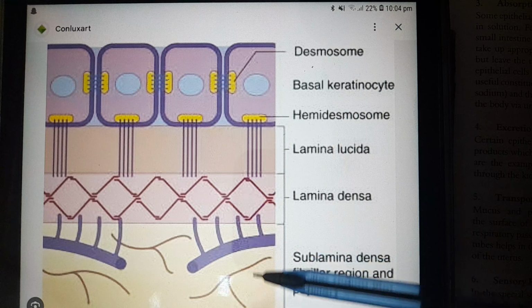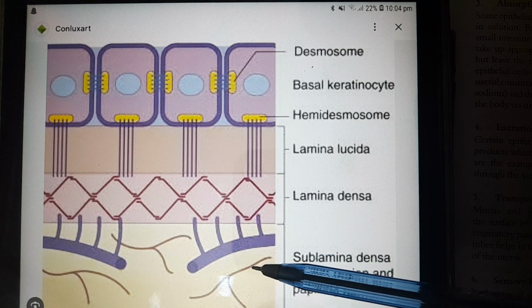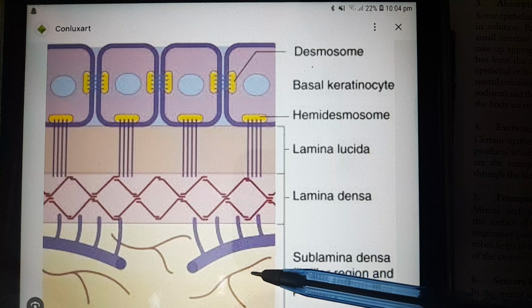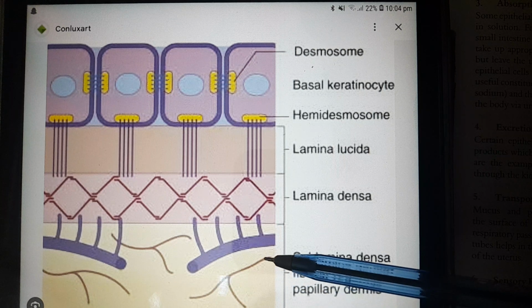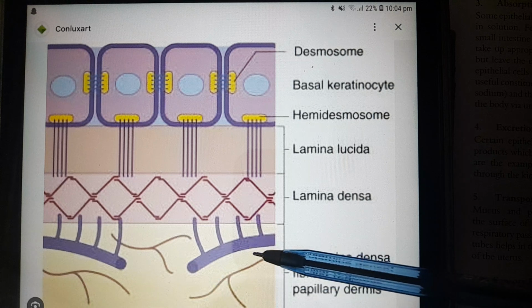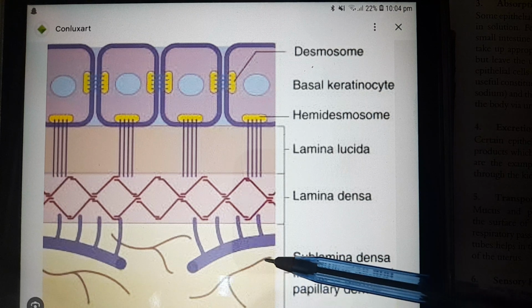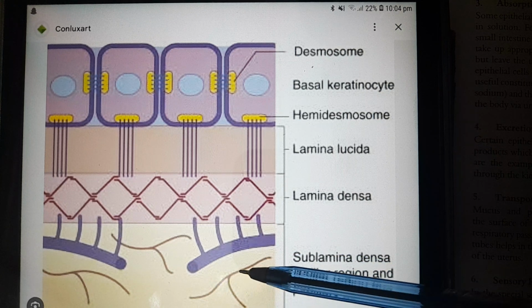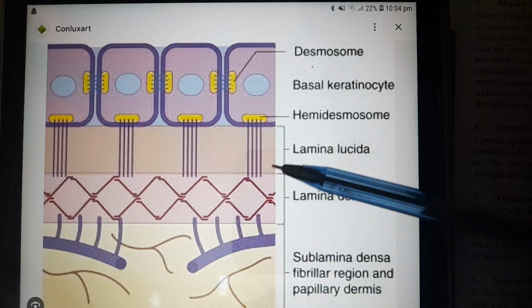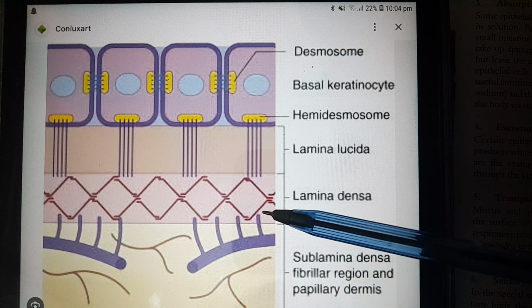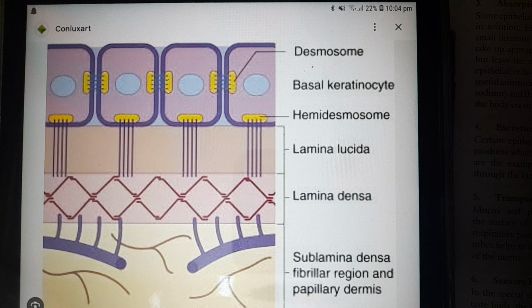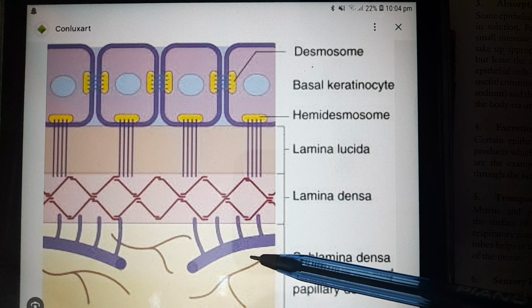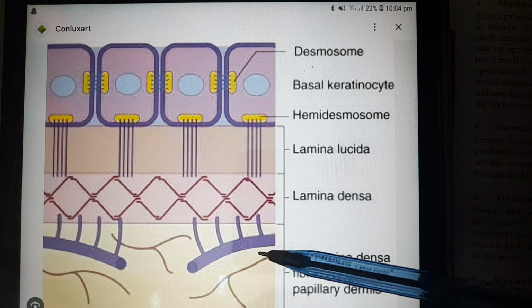Beneath this is the sublamina or the reticular lamina. It has glycosaminoglycans, which are chondroitin sulfate, keratan sulfate, and heparan sulfate, and there are collagen fibers, which are collagen type 7 fibers. Collagen type 4 over here, collagen type 7 over here. And it has GAGs, that are glycosaminoglycans.